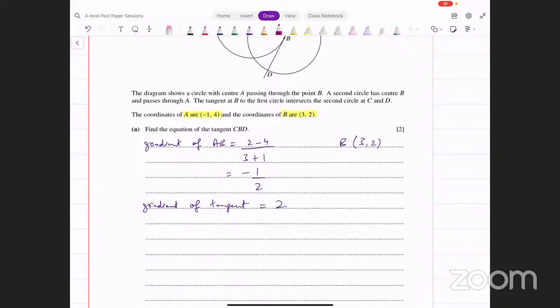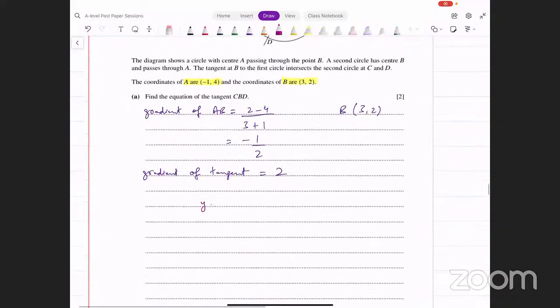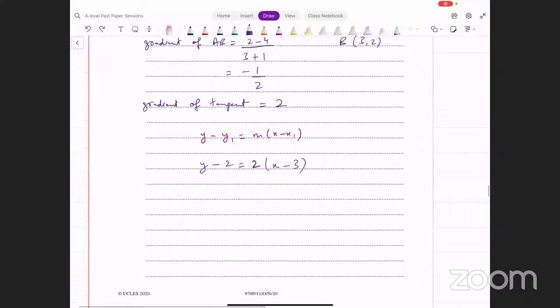You can write down the equation now. Y minus y1 equals m into x minus x1. Just input values. Y minus 2, that's coming from here, equals 2, that's the gradient, into x minus x1, that is 3, that's coming from here. That's the equation of the tangent that we were looking for. इसने कोई specific form नहीं माँगी आपसे. You can just leave it like this and that will be fine. You don't have to simplify this. Okay? All right, let's move on.